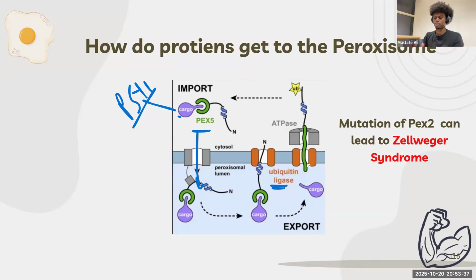Now, something else that you guys should know is that it was mentioned in your slides that a mutation of PEX2, which is one of the PEXs, can lead to Zellweger syndrome. Now, I just want you guys to remember this point. Do you guys need to know how it leads to Zellweger syndrome? No. Just know that PEX2 mutation can lead to Zellweger syndrome. Okay? It could ask a small recall question on it.